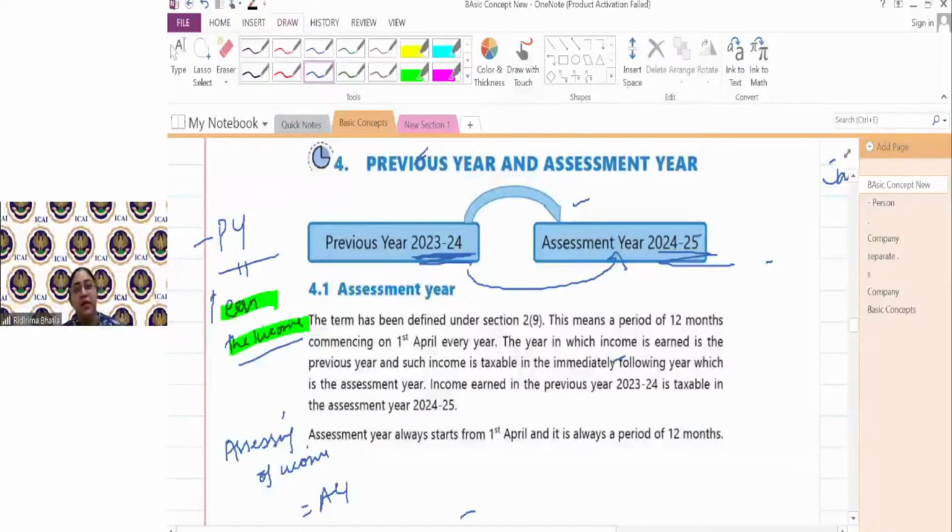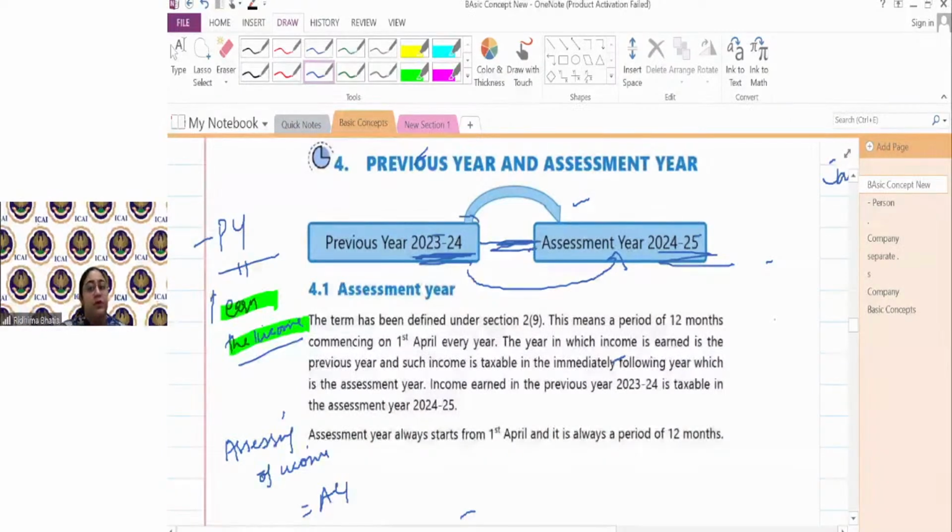Again, it would start immediately from 1st April and would end on 31st March. But in the assessment year, which year's income are we talking about? Previous year's income. And it's a correlated concept. Every previous year will have its assessment year.